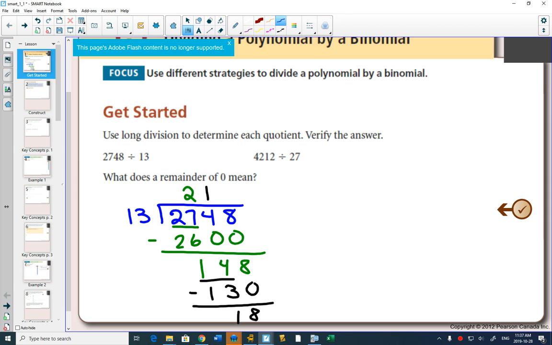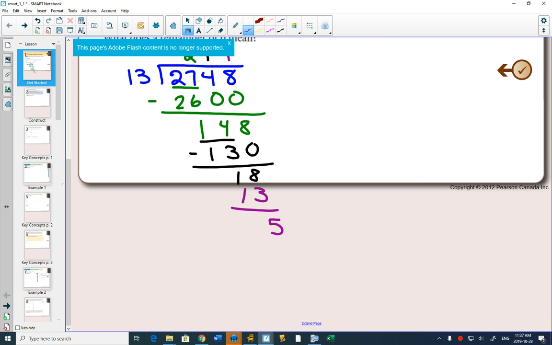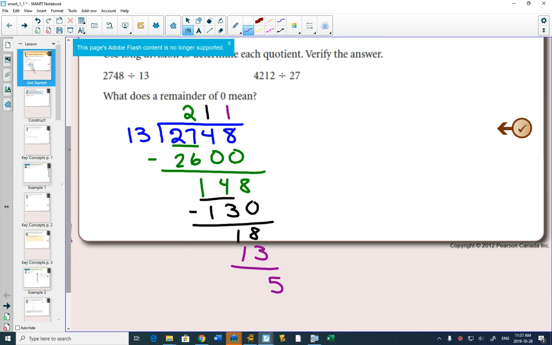Repeat the process again. How many 13s are in 18? 1. 1 times 13 is 13. Subtract. And now we have a 5 left. There's no 13s in 5. That's your remainder. So if you wanted to take 2,748 and divide it by 13, you would get 211, remainder 5.